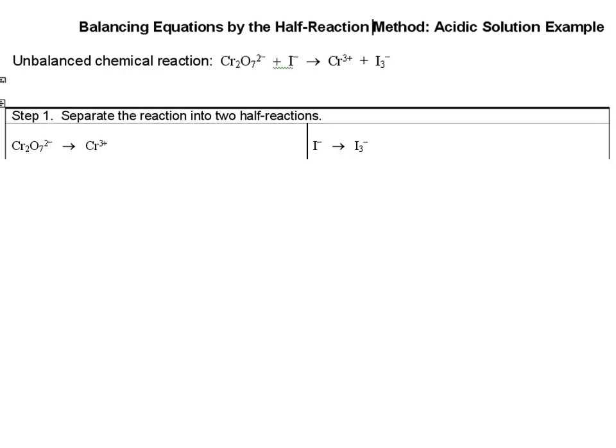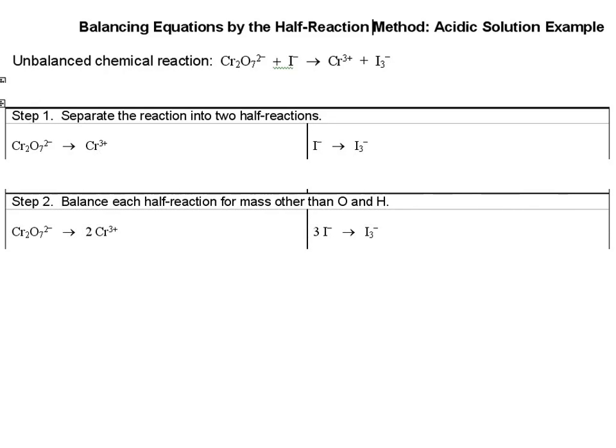Step number 2 is to balance them for anything except for oxygen. Can you see on this half reaction that I have to balance it for chromium? And it looks like I have to balance it for iodine over there. So that is step number 2. I put a coefficient of 2 in front of the Cr 3+, and I put a coefficient of 3 in front of the I minus. I know it seems kind of strange, but.